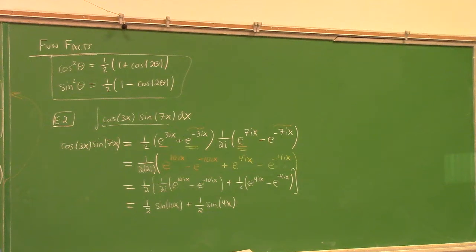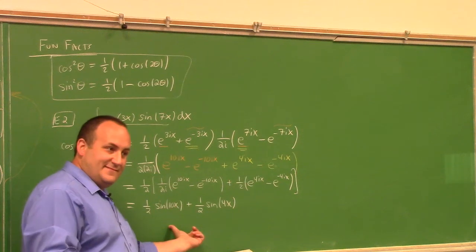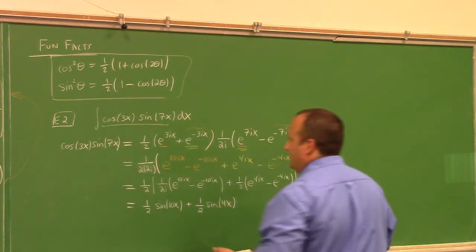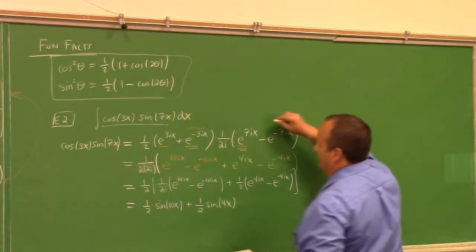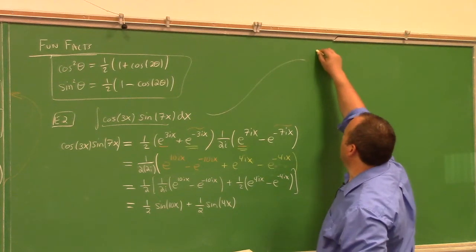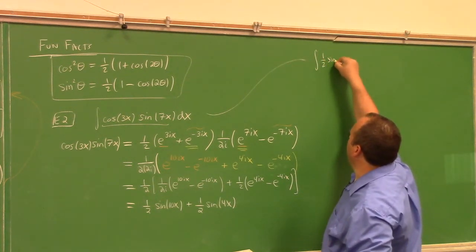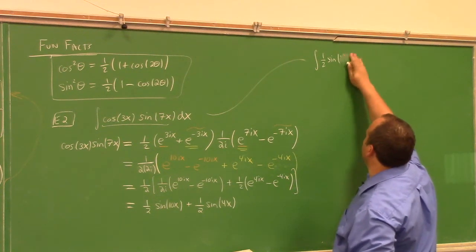Why do we care? Why do you care about this? Well, can you integrate cosine 3x times sine 7x? I can't. Can we integrate this? All right, so we have, I'll do it up here. So we have the integral of 1/2 sine of 10x.